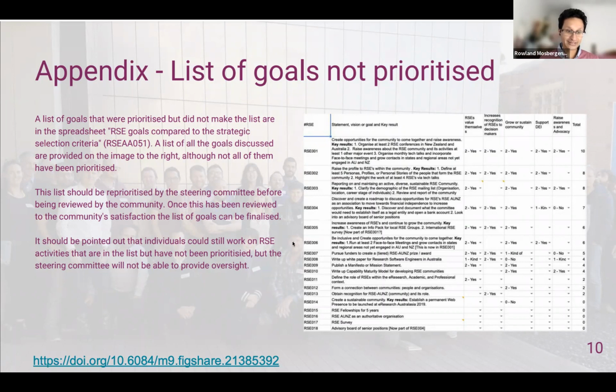Again, what I want to point out is that individuals could still work on RSE activities that are in the list, but haven't been prioritized. It's just that the steering committee wouldn't be able to provide oversight in the way that we're trying to do for the other ones. And we might need to find ways of supporting those other projects as well. So back to you, Nooriyah.